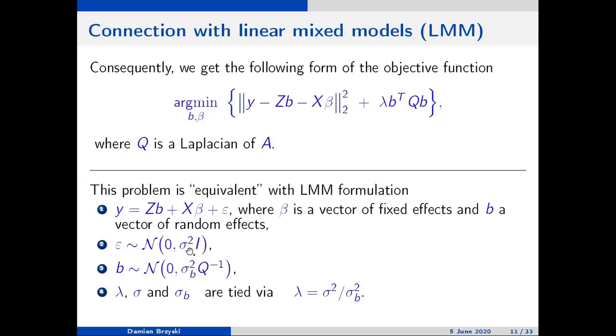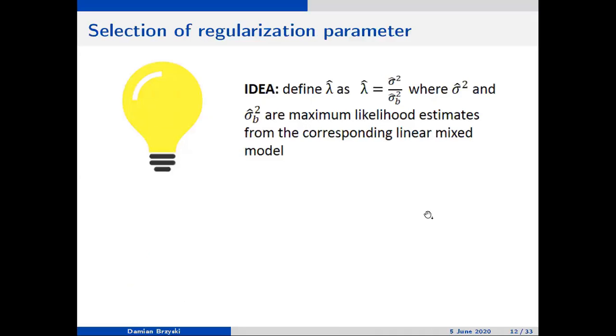And this brings the idea of choosing lambda, the optimal lambda. So you want to jump to the world of linear mixed models. You want to estimate those parameters first, and then you can just choose the optimal lambda as a ratio. You can just define it as a ratio of those two parameters. So this is the idea: define the optimal lambda as a ratio.